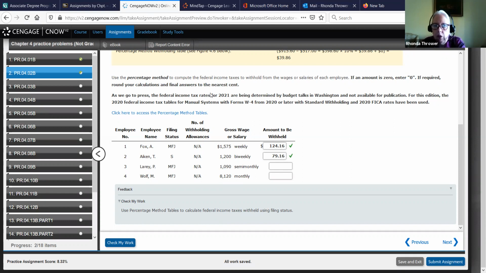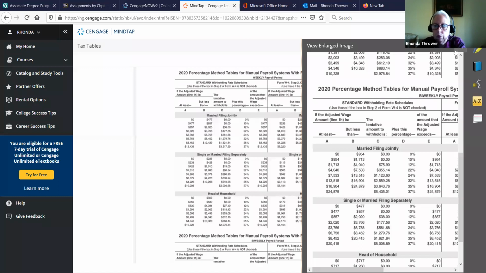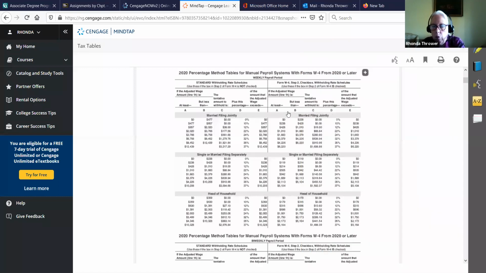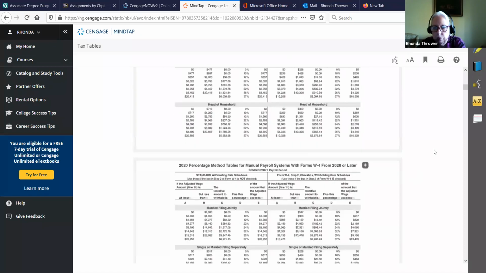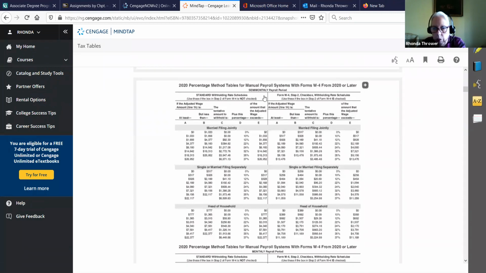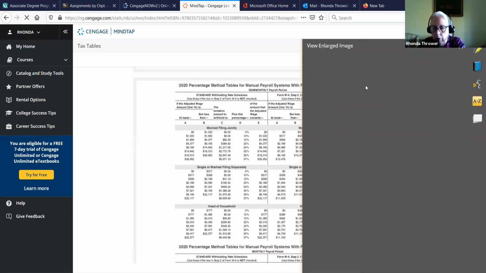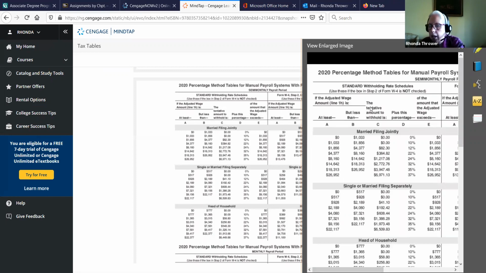So I'm going to go to my tables again. I'm going to go to my percentage tables. I'm going to look for the semi-monthly table. That's bi-weekly. Here's your semi-monthly table. I'm going to enlarge it so I can see what I'm doing. I'm going to look for the amount of the wages. The wages this time was $1,090. That falls in between these two amounts here. Notice the tentative amount that the employee owes is $0.